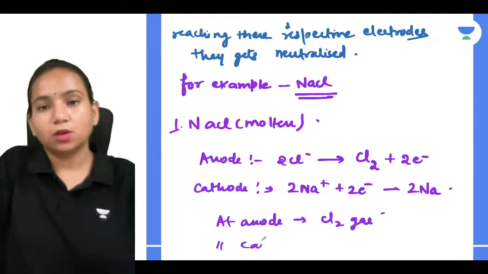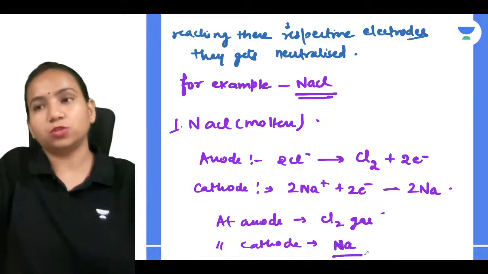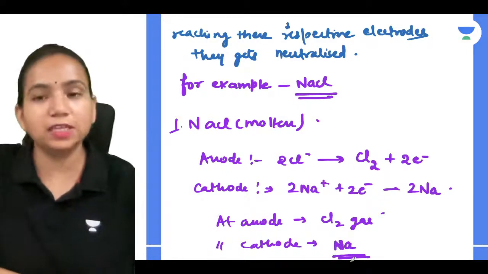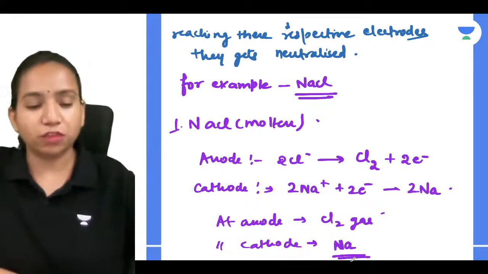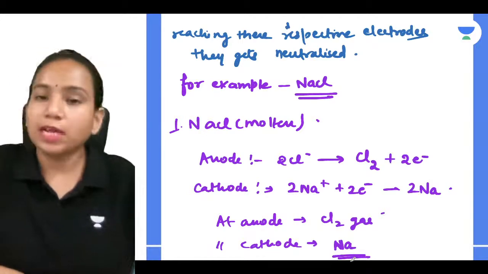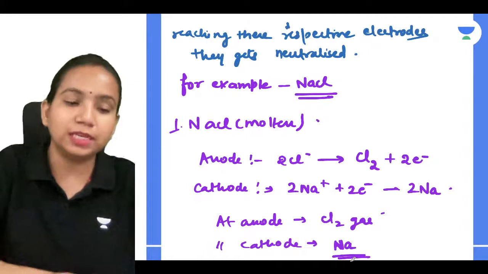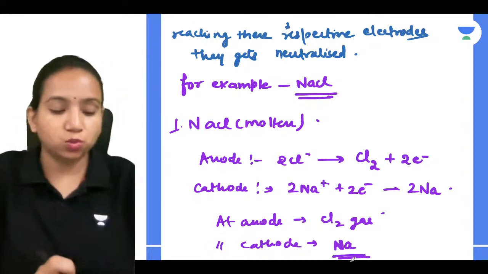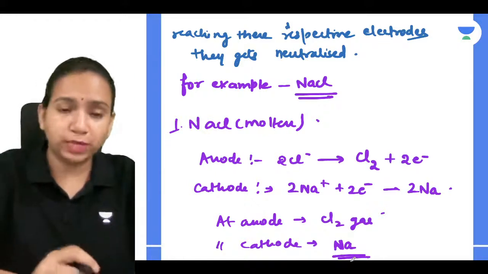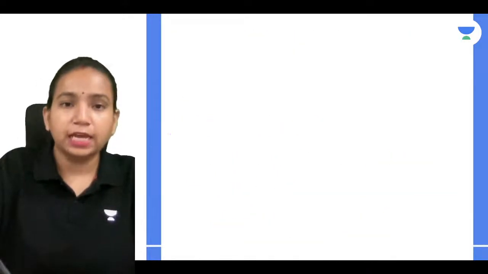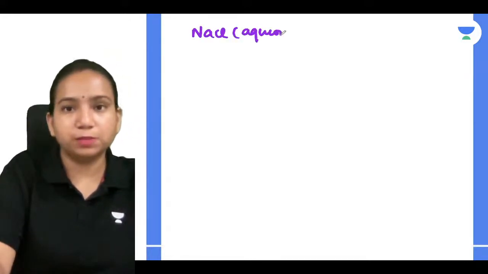And at cathode, what will you be getting? You will be getting the sodium atom, or sodium element, or sodium metal, anything you can say. So if I'm doing the electrolysis of NaCl, which I'm taking molten, I'll be getting chlorine at anode, and at cathode, very simple, nothing but sodium. Correct? Very good. Now what we have to know next, suppose I take NaCl aqueous, so this I hope everyone will be able to relate.